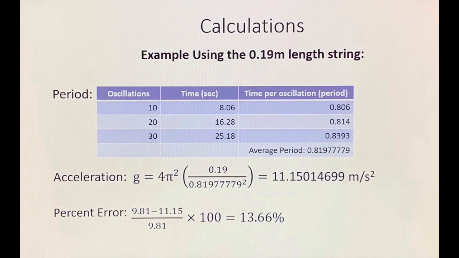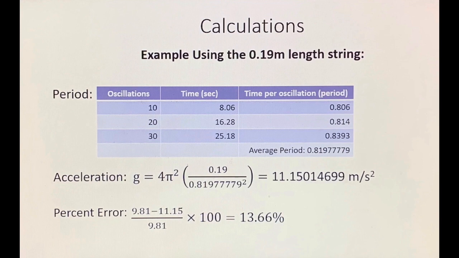All the data was calculated in the same way as this example shown using the 19 centimeter length string. First, the period of oscillation came from averaging together the time it took to complete 10, 20, and 30 oscillations. So then that average period value was plugged into the acceleration equation.